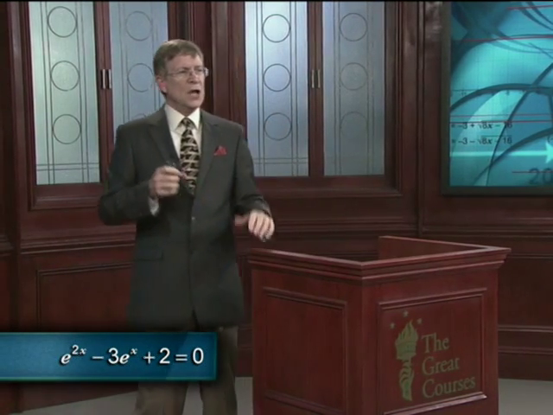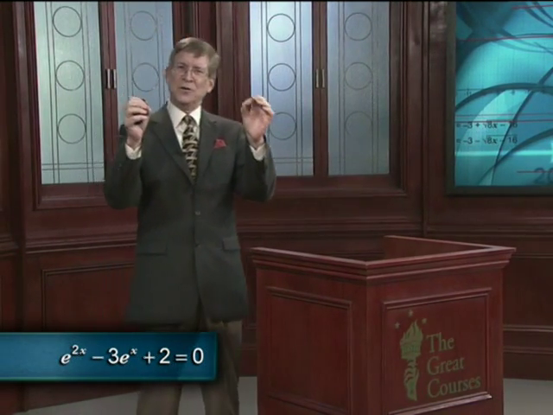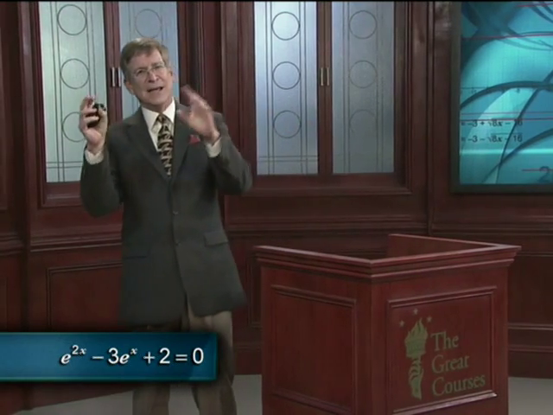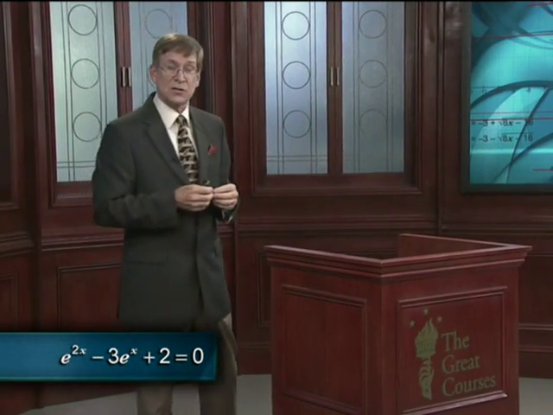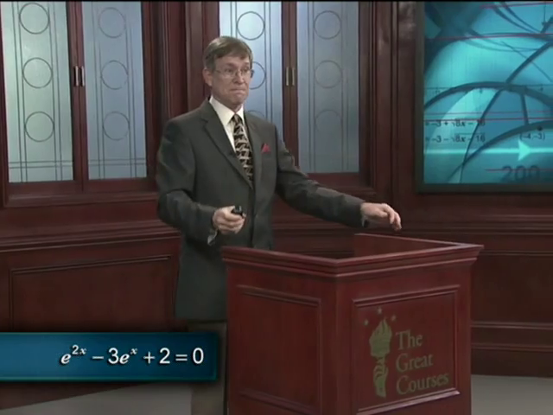In other words, where does the function e^(2x) - 3e^x + 2 cross the x-axis? What are the zeros of this function? Well, it's not clear how to start, is it? You're sort of looking at that and going, well, I'm not sure what to do, help, help.